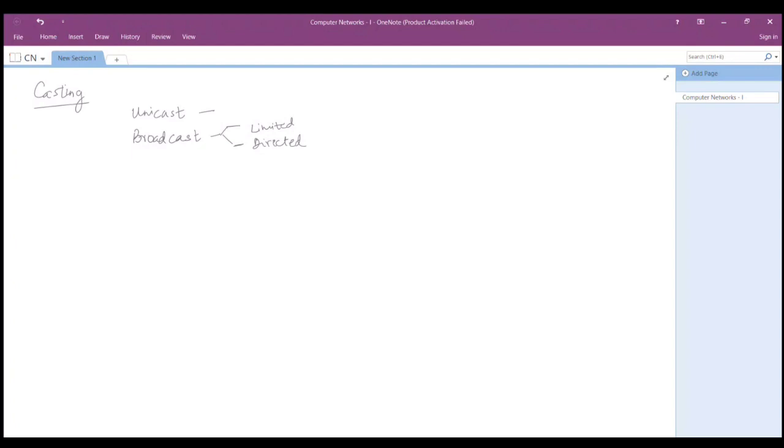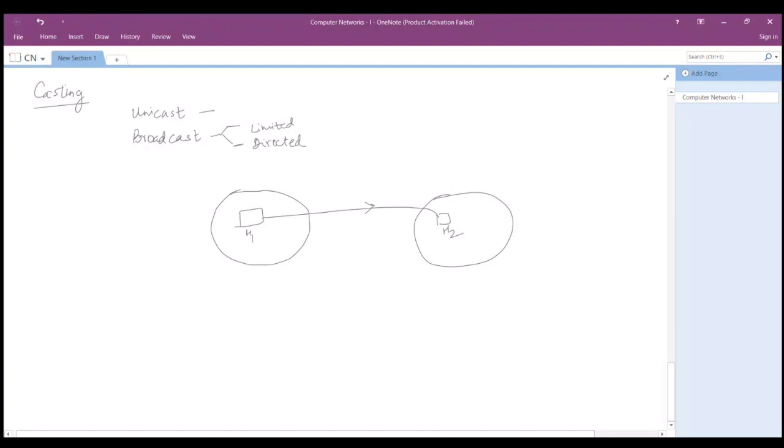Now, if you talk about unicast, it means that a host wants to communicate to another host in another network. Let me draw this. These are two different networks, and we have a host, let's say H1, and another host, H2. H1 wants to send a packet to H2. So how can it send? It will create a packet, and that packet will have some data, a source address, and a destination address.